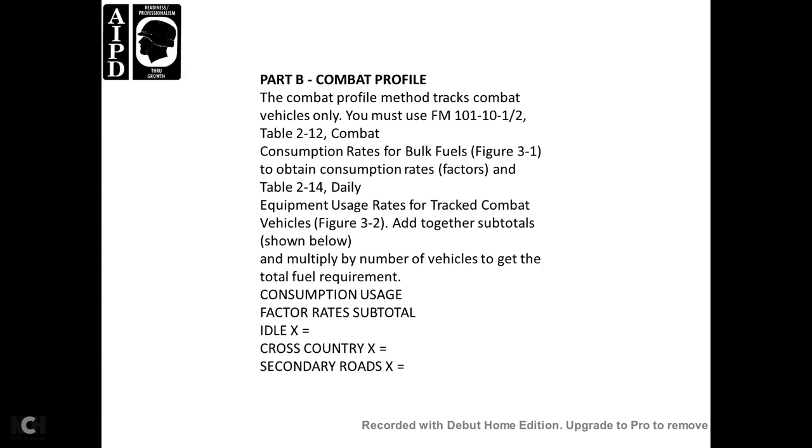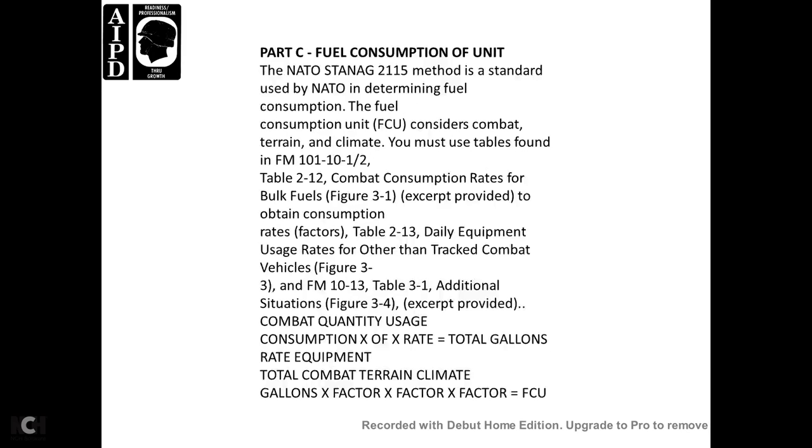Part B: The combat profile. For the combat profile method, use the truck or combat vehicle and Field Manual 101-10-1/2, Table 2.12 of the combat consumption rate of bulk fuel, and Figure 3.1 to obtain the consumption rate factor. Table 2.14 displays the equipment usage requirement rate for direct combat vehicles. Figure 3.2 shows the subtotal below. Multiply the number of vehicles by the total fuel requirement, using the factors of the rates and subtotal idle, cross country roads, and secondary roads.